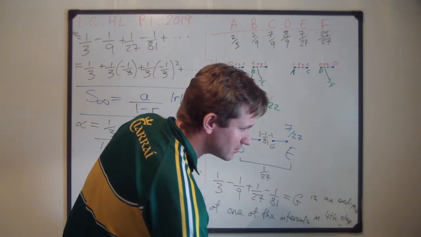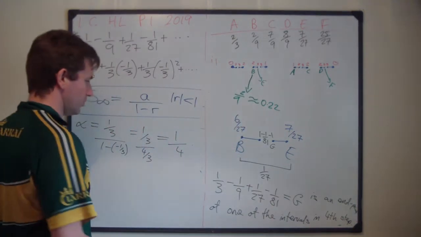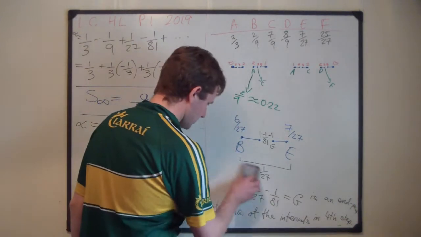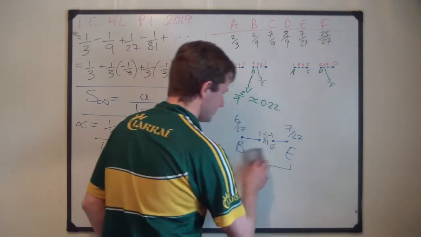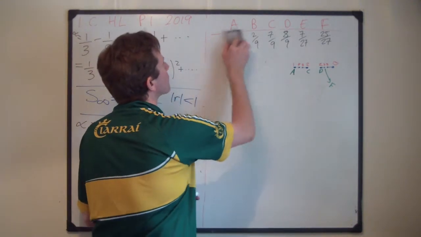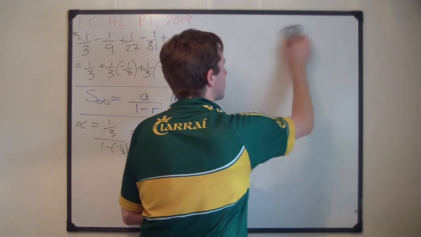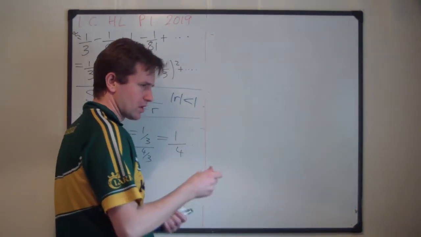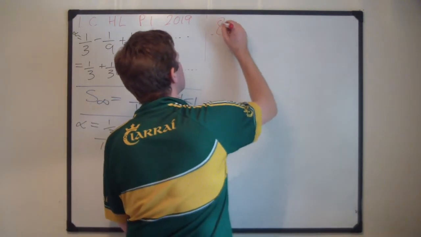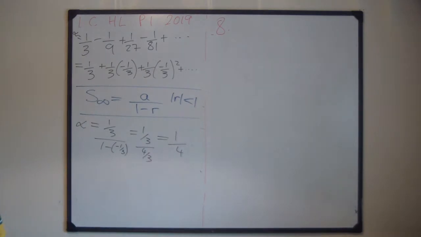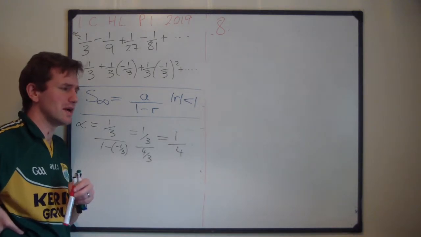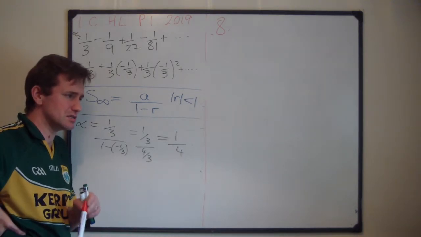A difficult question in my opinion, but we've just about managed to do it. Okay, question 8. The weekly revenue produced by a company manufacturing air conditioning units is seasonal.